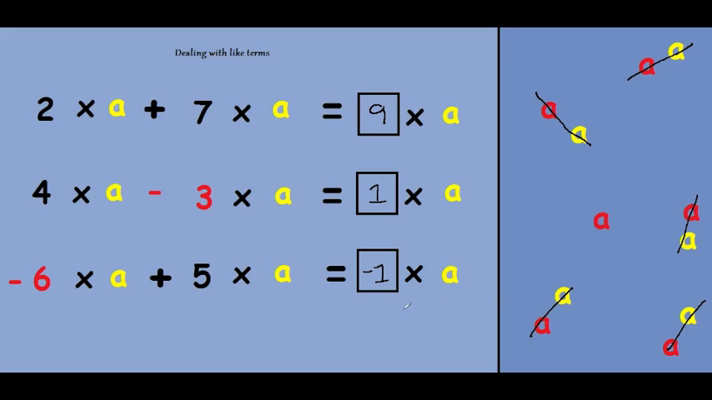So I just want to stress the point that the name of the object we're dealing with, here we're dealing with A's, it never changes. It's only the number that we have of them. So if we started with 2 of these things called A's and added 7 of these things called A's, we will end up with 9 of these things called A's. It doesn't become A squared as many people think.